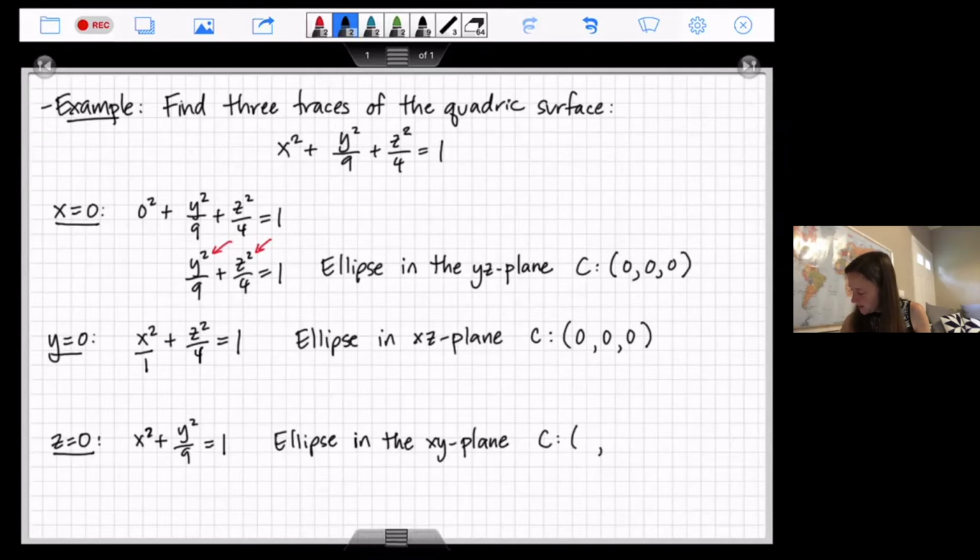And again, the center is going to be the same thing. I plugged in z equals 0 to get this ellipse in the first place, so that coordinate is 0. And looking at the equation, x squared and y squared, that looks like an ellipse with a center at 0, 0. Okay, so let's go graph these three curves and see if we can use it to picture what this surface must actually look like.